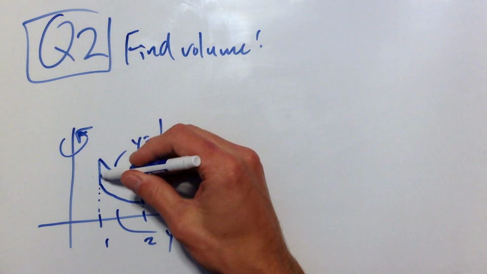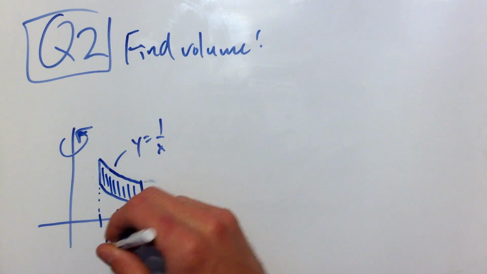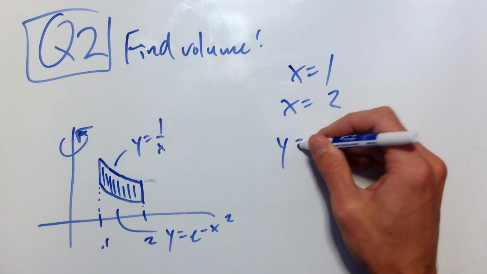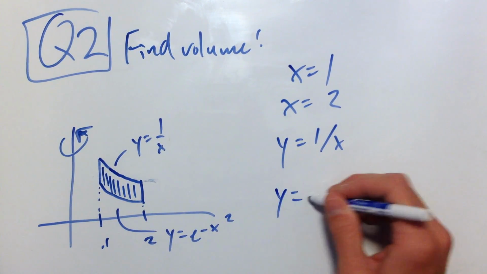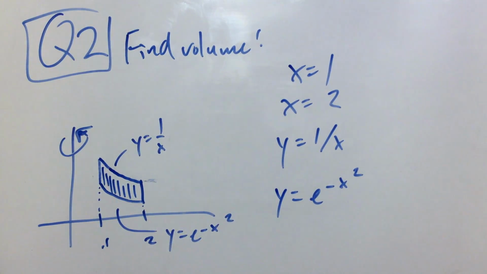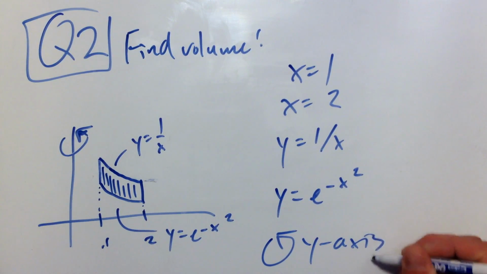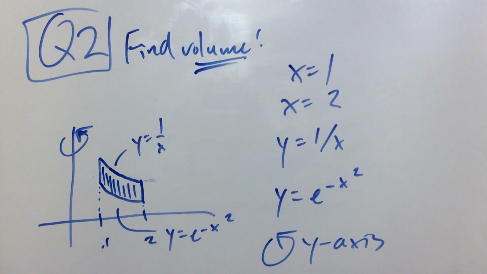So here's question 2. Let's take this region, the region bounded between x equal to 1, x equal to 2, the function y equal to 1 over x, and the function y equal to e to the minus x squared. Rotate that around the y-axis and find the volume of the resulting solid.